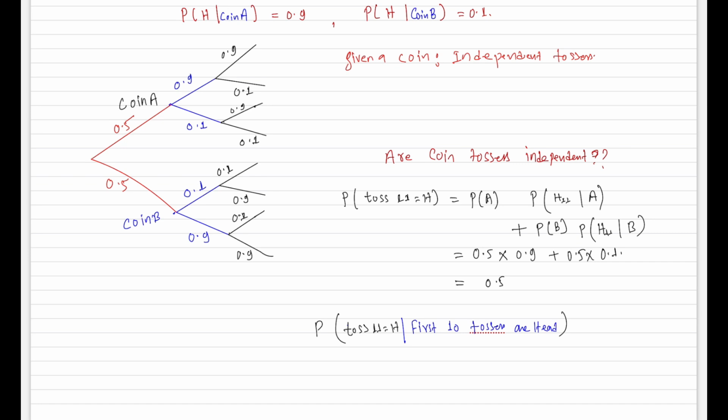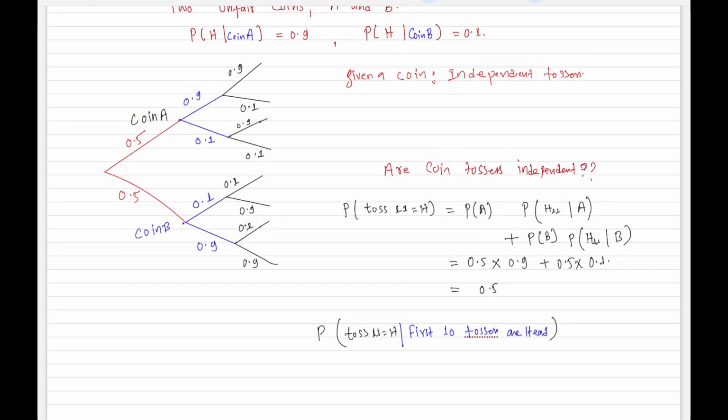So, does this evidence affect your belief about what is going to happen on the 11th toss? Would this condition affect our belief about what will happen in the 11th toss? So how can we calculate this probability? We can make use of the conditional probability and find this probability.